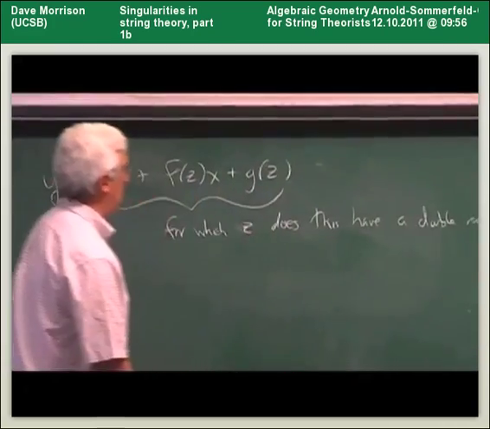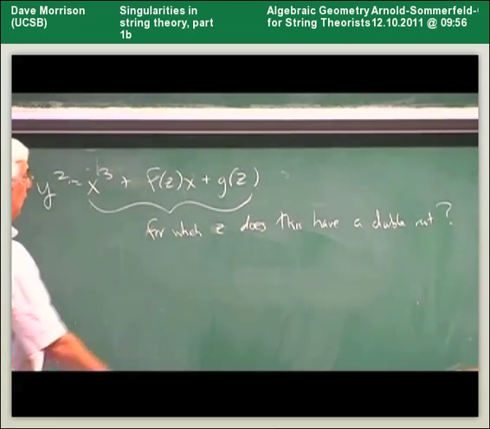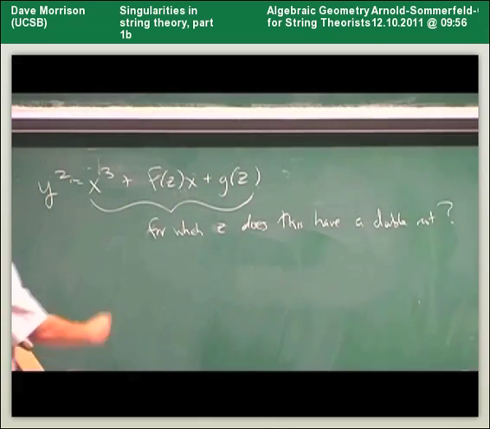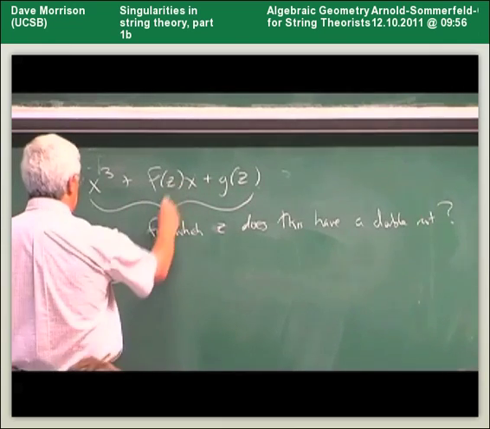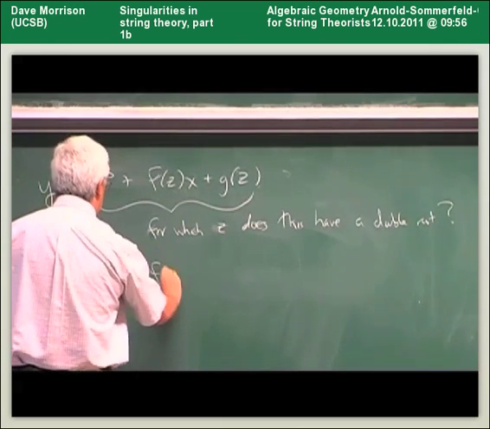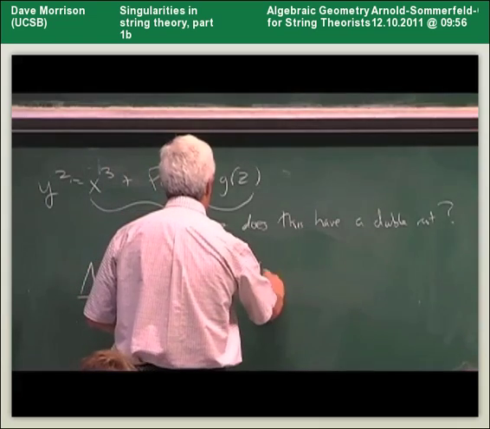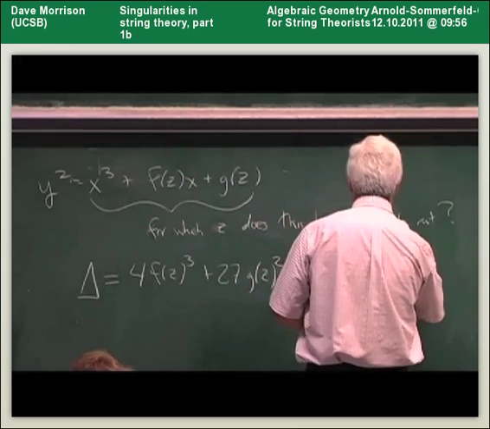Well, that's a simple problem in algebra, asking whether a polynomial in one variable has a multiple root. And there's an answer in terms of some polynomial expression in the coefficients. The quantity that I need is known as the discriminant. And in this case, it turns out to be 4 times f cubed plus 27 times g squared. So this is equal to 0 if and only if there's a multiple root.